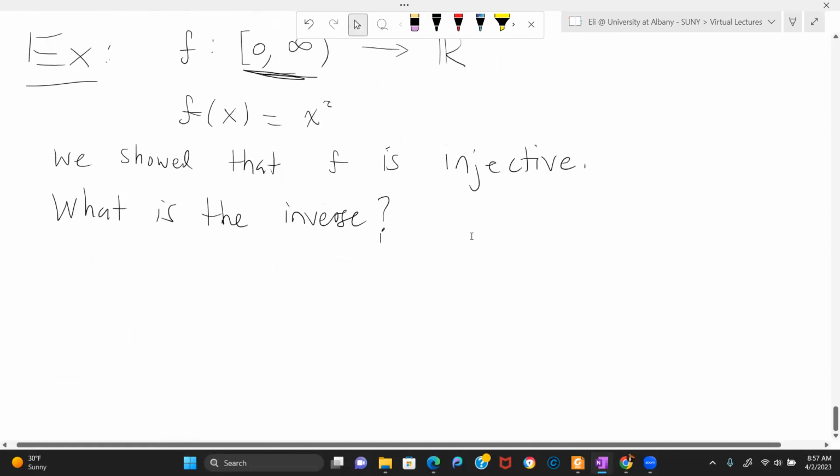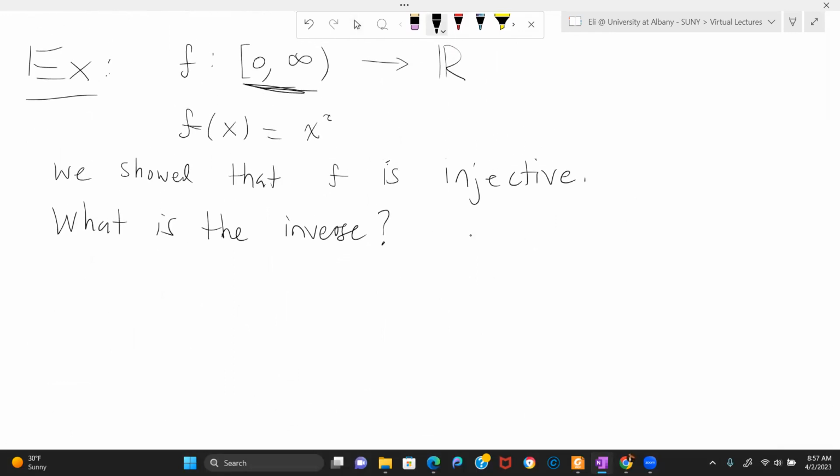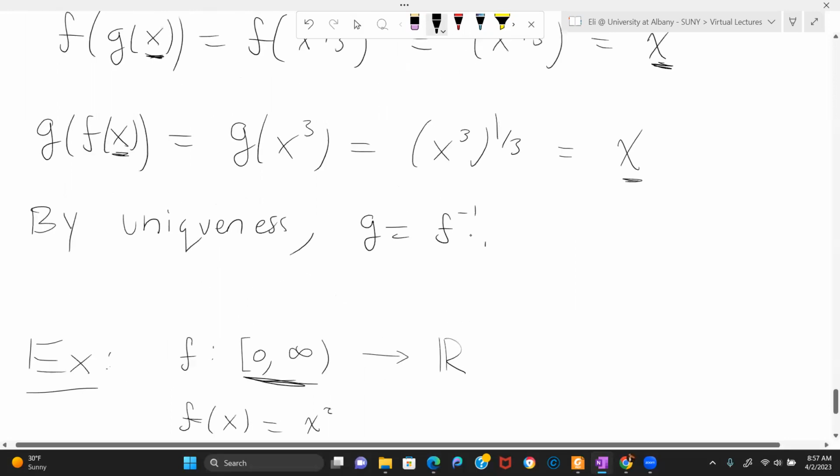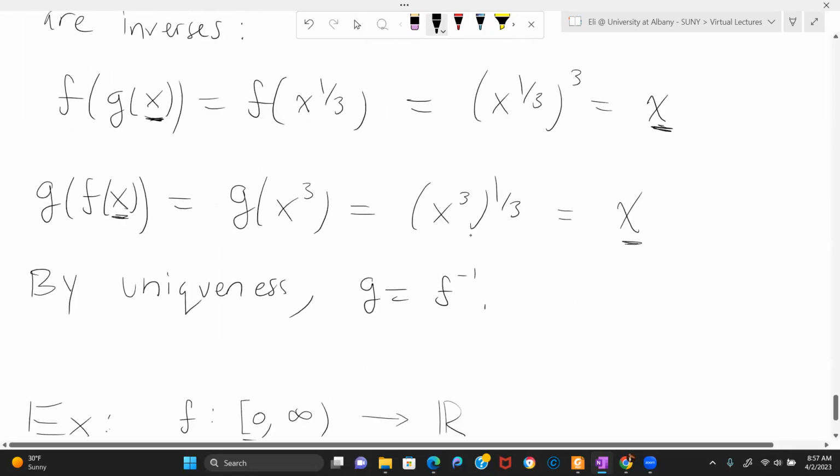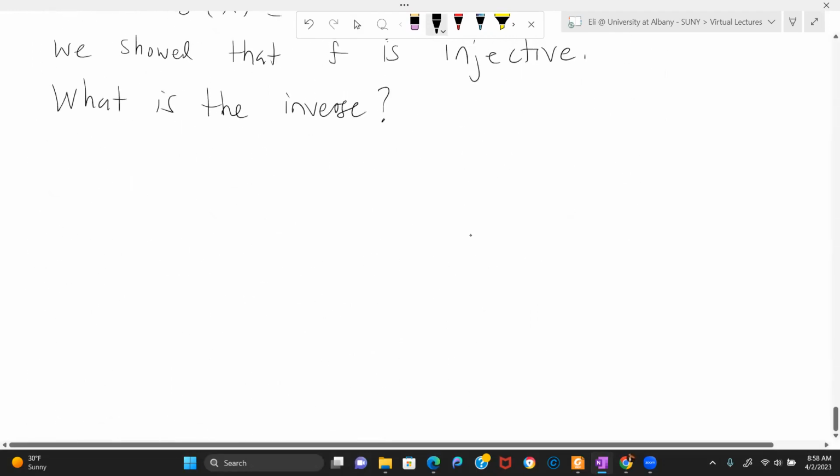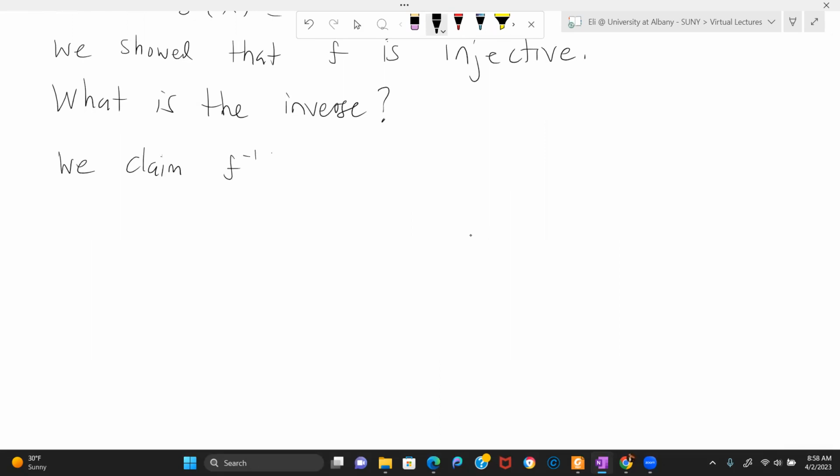All right, so if you paused it, let's do this together and figure this out. So notice you have x cubed, that's f of x. What did you need the outside function, the g function, to be in order to cancel that cube? You would need it to be the third root. So here's the claim. We claim f inverse is equal to square root of x, which is also the same thing as x to the 1/2.